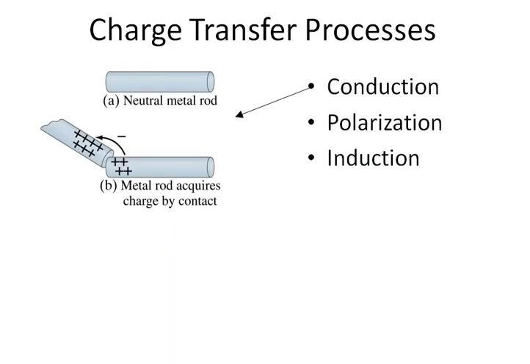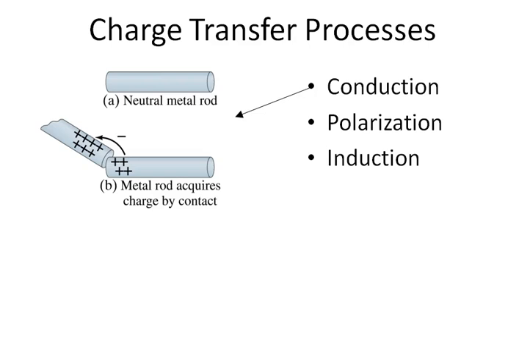Now, there are two methods for charging, that is conduction and induction. Of course, one more method is friction. What is the basic meaning of these terms, conduction, polarization, induction? That I am going to explain here. Conduction, as I told you earlier, involves physical contact. Here there are two bodies.